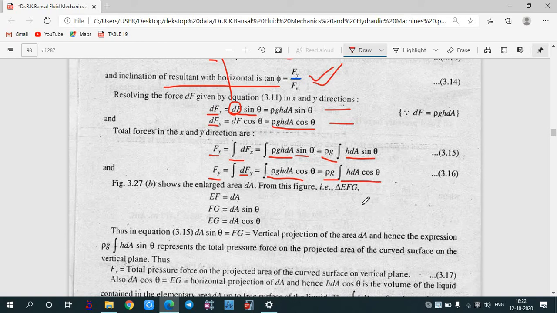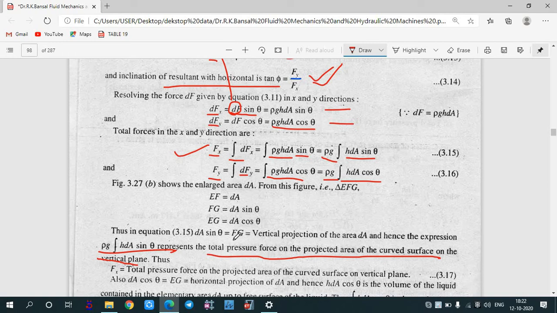Now in this equation we can see that the Fx value, in case of a curved portion, represents the total force. So this rho g integration of h dA sine theta represents the total pressure force on the projected area of the curved surface on the vertical plane.